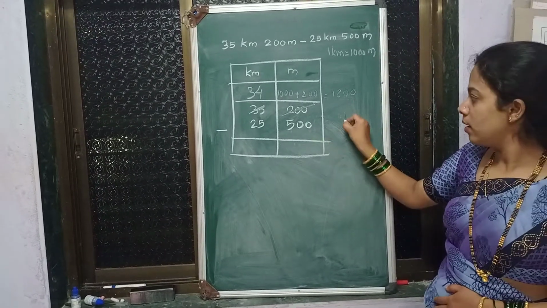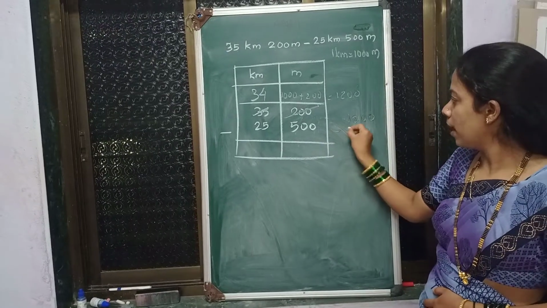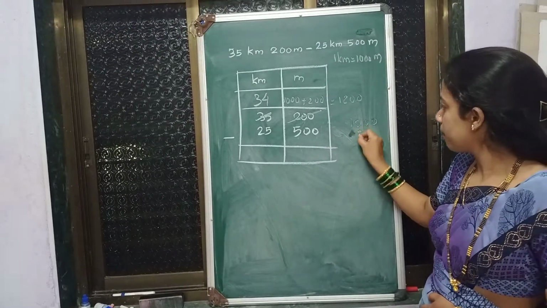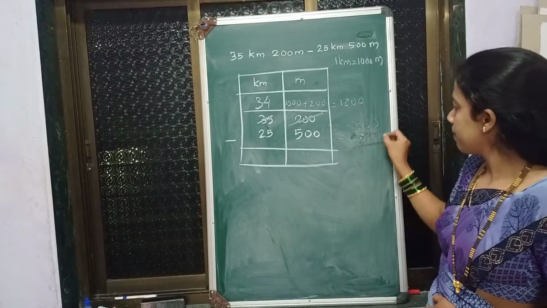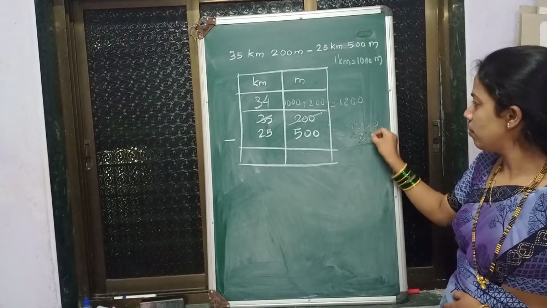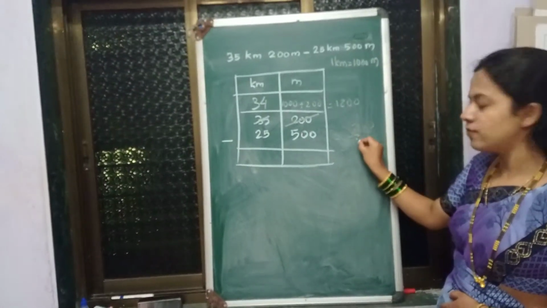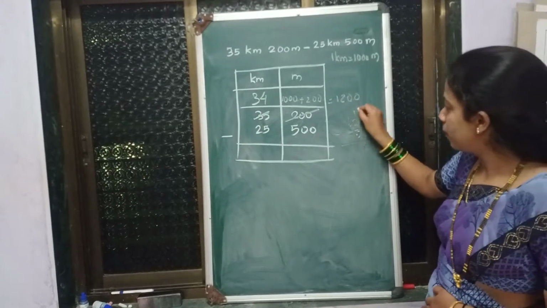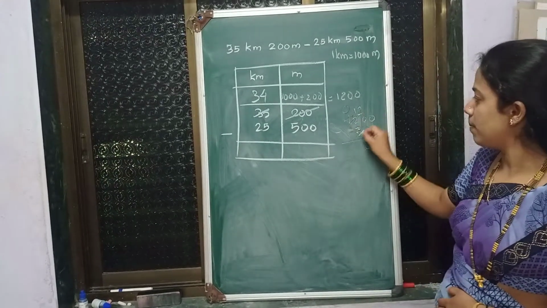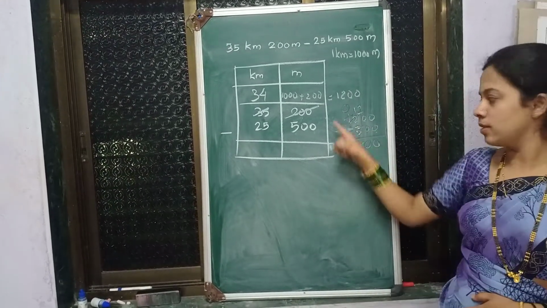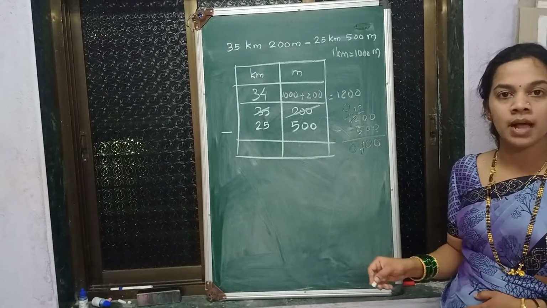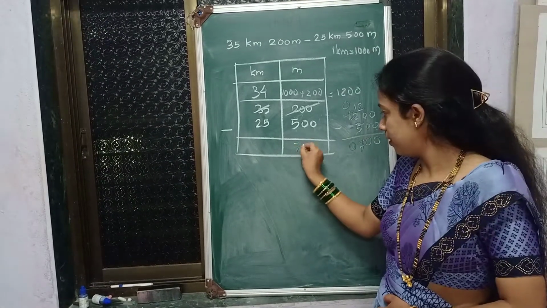So this 1200 minus 500 is possible for me to subtract. So I will do that. 1200 minus 500. 0 minus 0 is 0. 0 minus 0 is 0. 2 minus 5 is not possible. It will be 12 and this will be 0. 12 minus 5 is 7 and 0 will come down as it is. So what will be the answer? 700 will come over here.